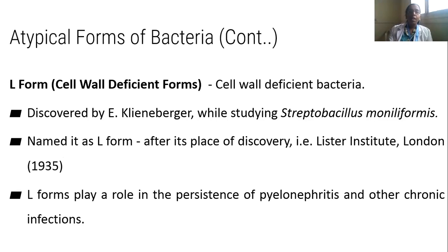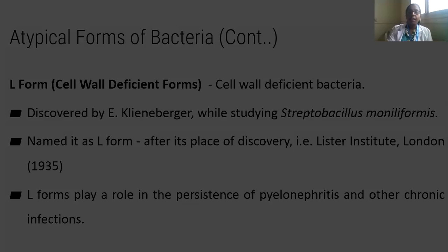There are also cell wall deficient bacteria, that is L form. It was discovered by Klieneberger while studying Streptobacillus moniliformis. This L form usually plays a role in pyelonephritis and other chronic infections.